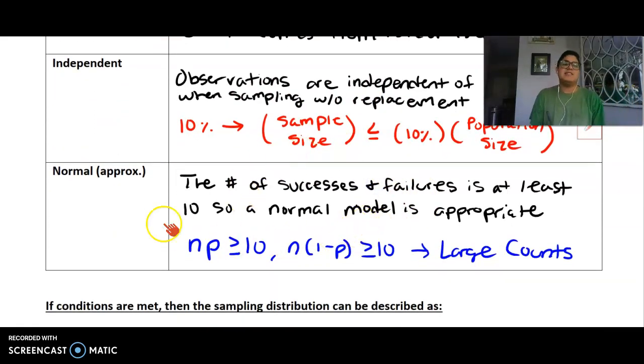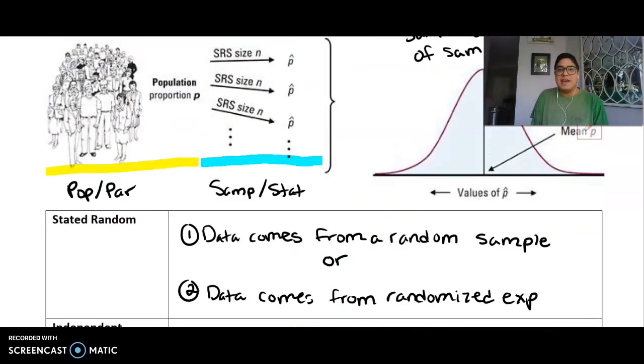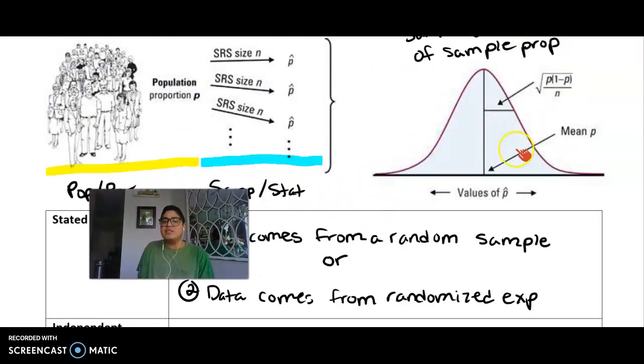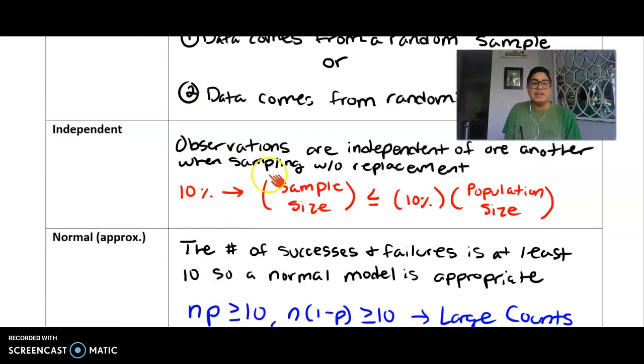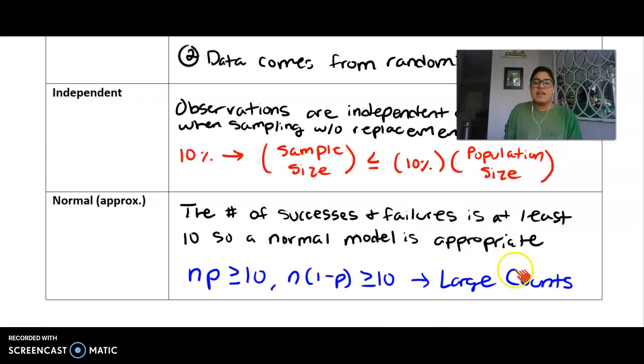And the last one is we're trying to approximate the normal model. So we're looking that the successes and failures are at least 10 so that I can use a normal model when calculating it. And that's why we see here, this resembles our normal model. So we have 3 conditions: stated random, independent via 10%, and an approximate normal shape. And we'll check that by doing what's called the large counts condition, where I'm going to take the sample size and times it by the proportion to see if it's at least 10.